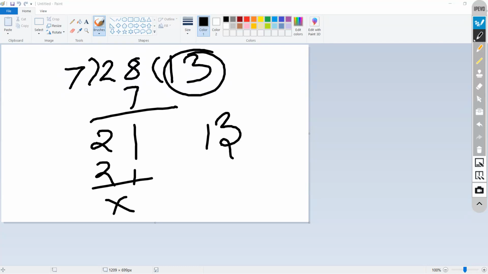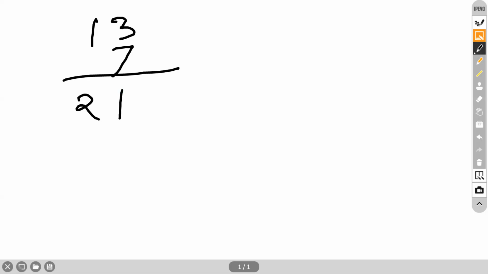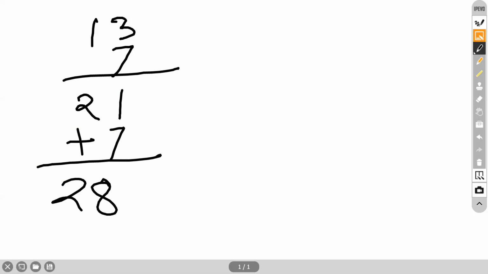It's a correct way. 13 basically means that 13 multiplied by 7 should give 28, right? So let me prove it to you guys. We'll take a new sheet. What we'll be doing is multiplying 13 with 7. So 7 3s is 21. Again 7 1s is 7. If we add this up, we again get 28. So see, 28 divided by 7, the answer should be 13.